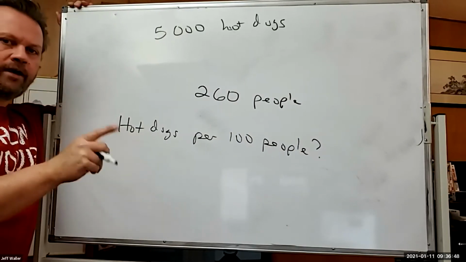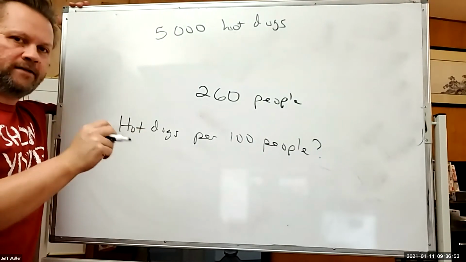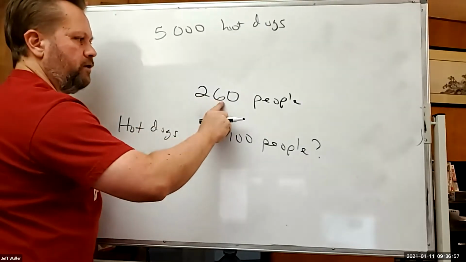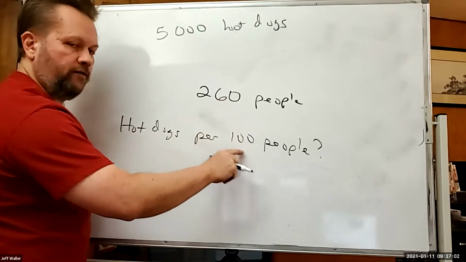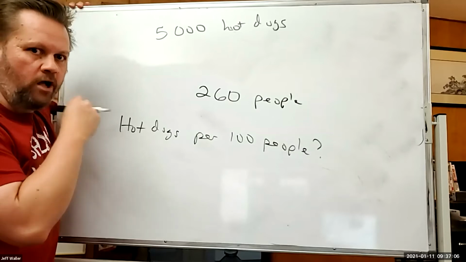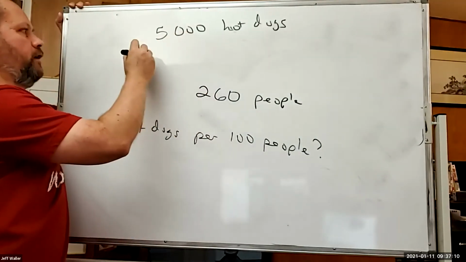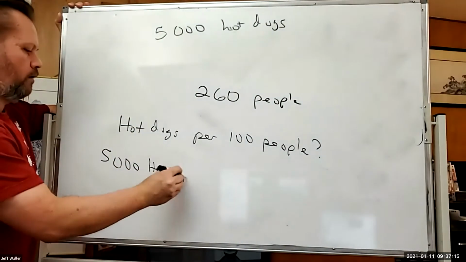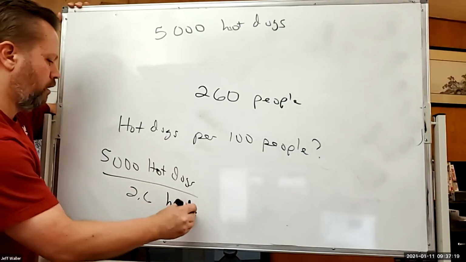So the most direct way to do this, let me see if this makes sense. If there are 260 people, how many hundreds of people are there? 2. Almost. 2.6. So there are currently 5,000 hot dogs per 2,600 people.